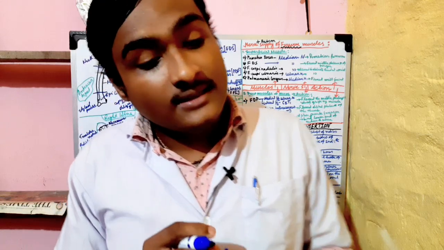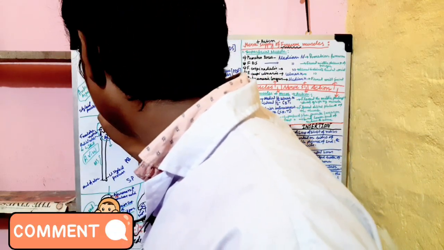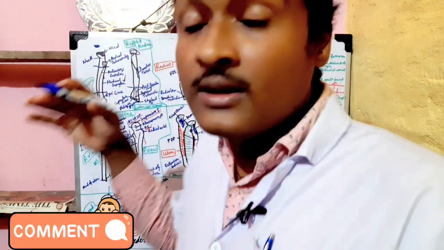And the lateral surface. The lateral surface forms the styloid process. This is the styloid process of the radius.